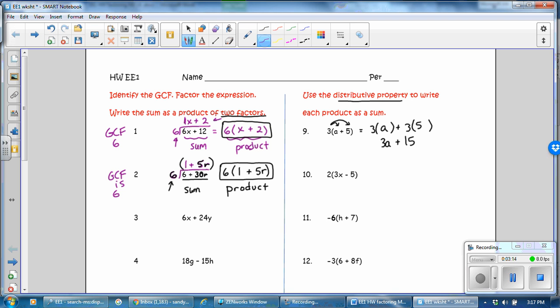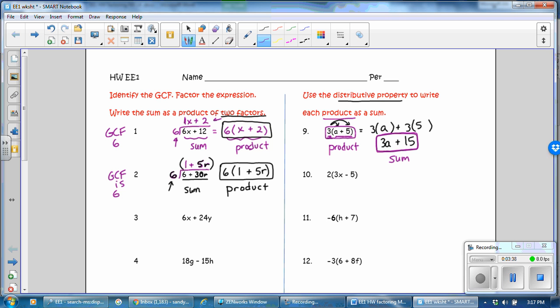So what we've done here, it said use the distributive property to write each product as a sum. So this is called the product, and the two factors are 3 and the quantity a plus 5. This is called the sum, and we are adding two terms together. So the answer is here, 3a plus 15.